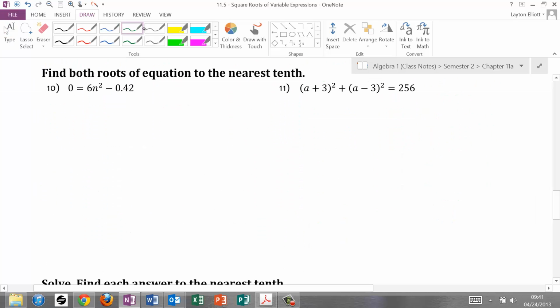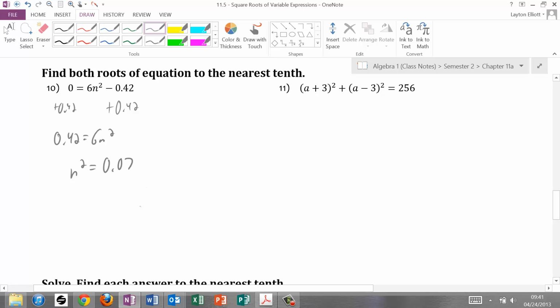Moving along, it says find both roots of the equation to the nearest tenth. Okay, so this means we're going to need calculator open. Well, if I take this and I add 0.42 to both sides, I have 0.42 is equal to 6n squared. Divide both sides by 6, you get n squared is equal to 0.07.